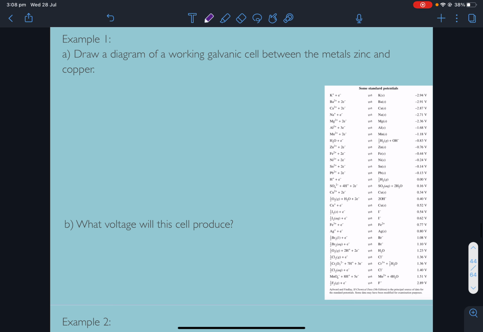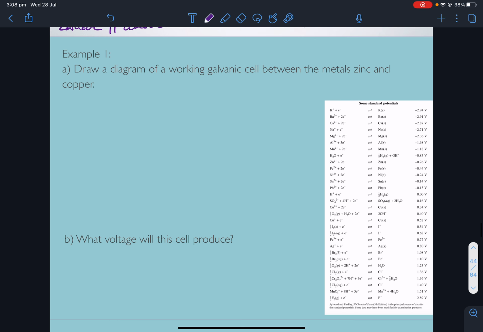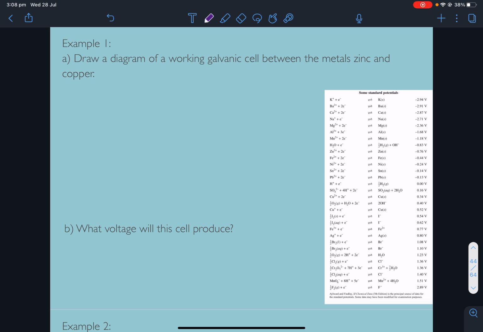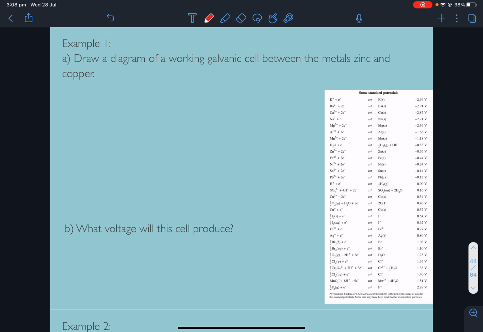Let's do a couple of examples. We've got 3 examples there. Let's do it. Draw a diagram of a working galvanic cell, or a spontaneous galvanic cell, between the metals zinc and copper. Let's find them on the table to see which way around we'll get a working galvanic cell. So zinc is there, it's negative 0.76. And copper, I'm assuming they mean copper 2 plus. Just assume that. There it is.